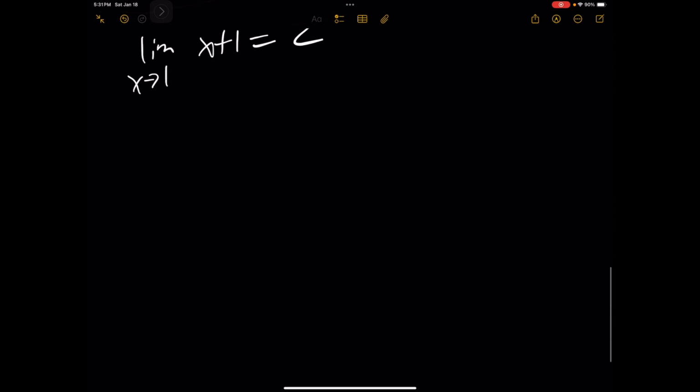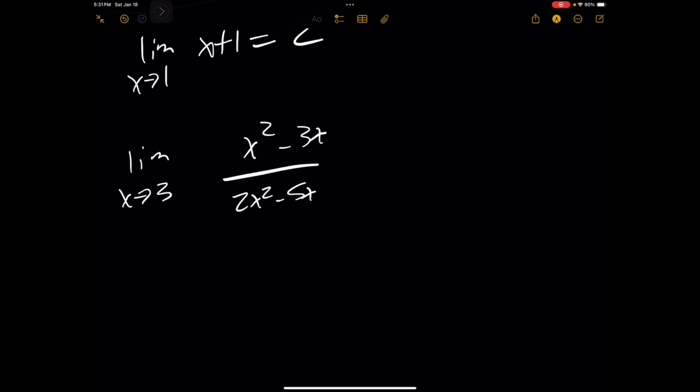Similarly, let's do one more example like this. We could say the limit as x approaches 3 of x squared minus 3x over 2x squared minus 5x minus 3. And I can start by trying to plug in directly. If I try to plug 3 in directly, what I get is 2 times 3 squared minus 5 times 3 minus 3. 3 squared is 9, times 2 is 18, minus 15 minus 3, and we see immediately that in our denominator we would get 0 if we plugged in 3.